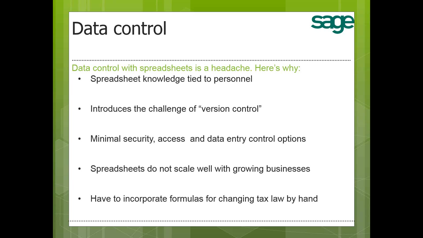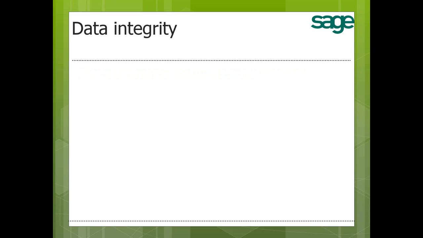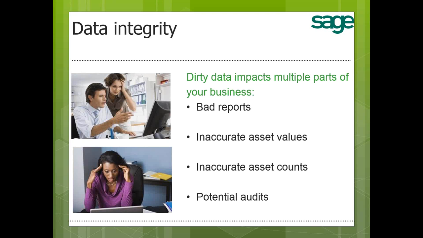I want to take a moment to talk just a bit more about that final point on data integrity. The more manual processes involved in your fixed asset management, the larger the chance for bad data to enter into your asset information due to human error. This bad data leads to bad reports, and bad reports mean bad strategic business decisions.